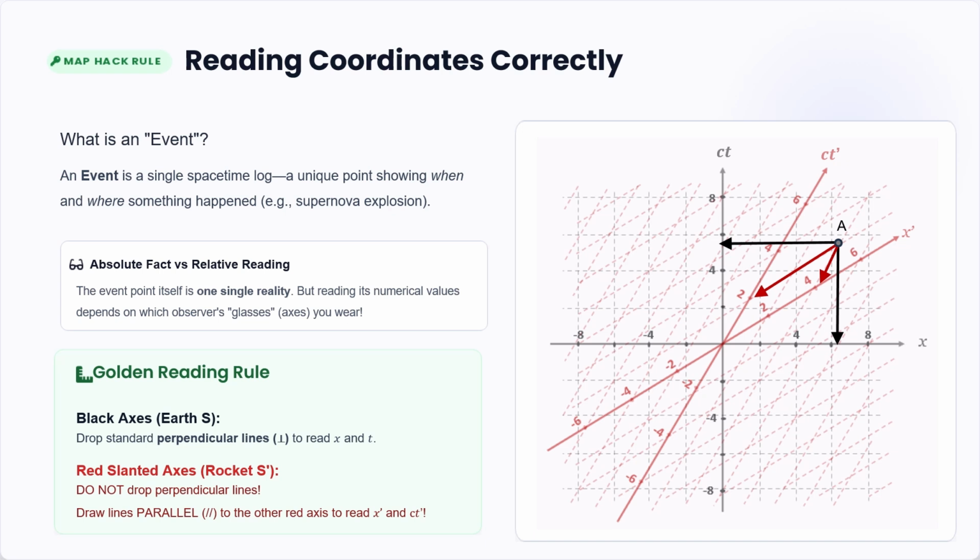Even if the axes are slanted, as long as you know this rule, you can perfectly read how each observer sees the world. This is so crucial, so let me repeat it. The fact of the point, the event itself, is one single reality. But depending on whether you wear the black glasses or the red glasses, that is, which observer's perspective you take, the values for time and position change relatively. Always be aware of which glasses you're wearing, the black axes or the red axes. Just doing this will eliminate almost all brain bugs.